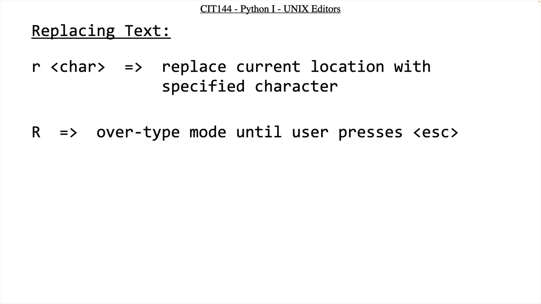There is a replace command that is capital R, and basically what that does is put you in overtype mode. So as you type characters, the cursor moves to the right, and when you type the next character, it replaces the character under the cursor. And it will stay in that overtype mode up until the point that you press the escape key.